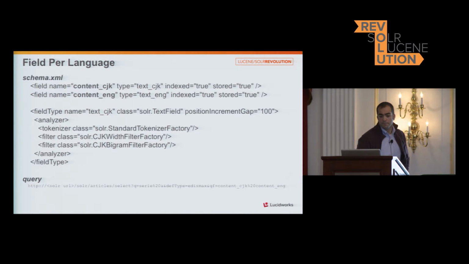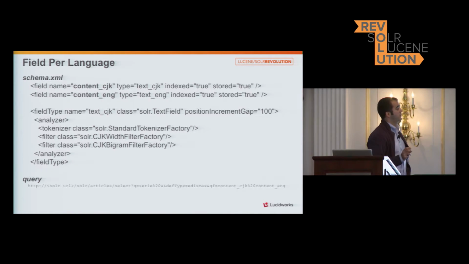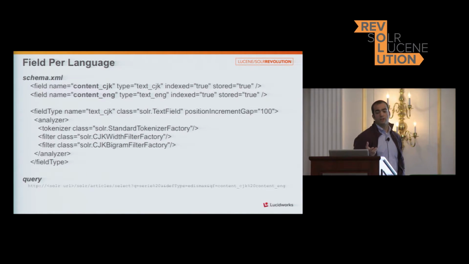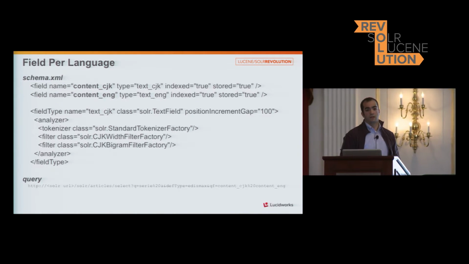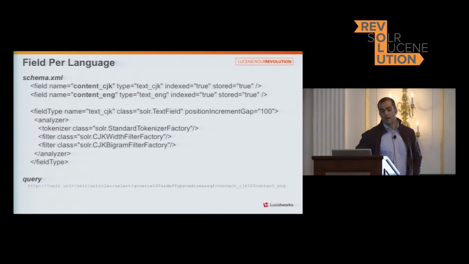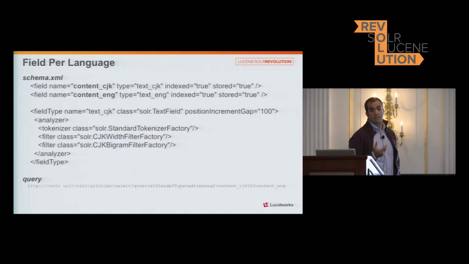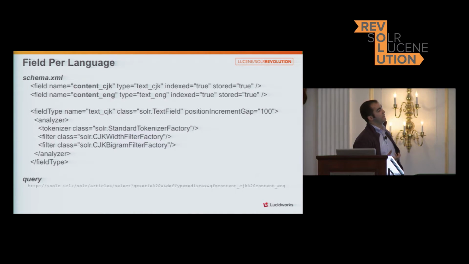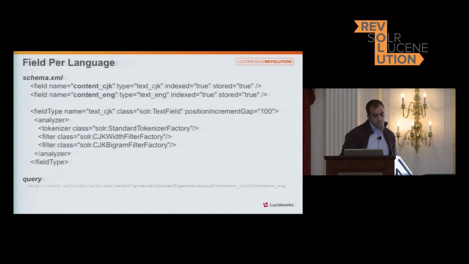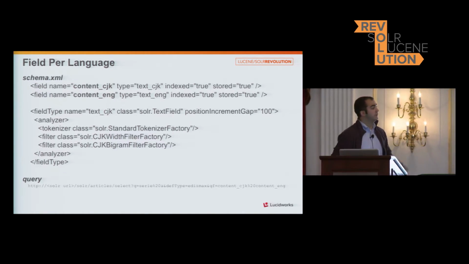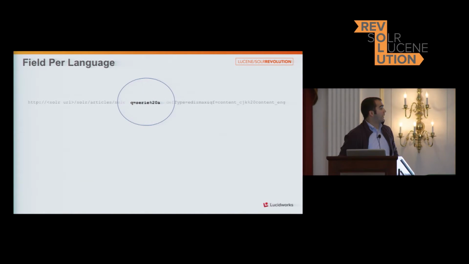So this is what the field per language approach looks like. You define a field for each language. So say you're indexing articles or whatever, and you have a content field. So you would define, say, a content CJK field, and you tie your CJK text type to that. You have an English field, and you tie the text English field to that, and define your field types accordingly, differently. Okay, so at query time, one thing that you can do is a Boolean query.